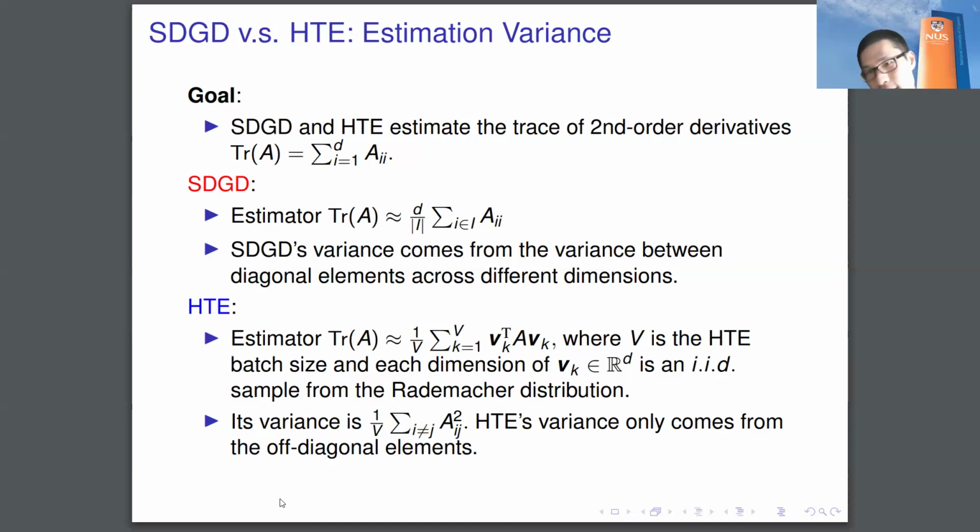But HTE is another interesting thing. We can compute HTE's variance. You can look at the second bullet. HTE's variance only comes from the off-diagonal terms. So as long as the off-diagonal terms are small, HTE is very exact, even if we have differences in dimensions. This is very interesting because SDGD's variance comes from diagonal terms, but HTE's variance comes only from off-diagonal terms. So this comes to a trade-off.